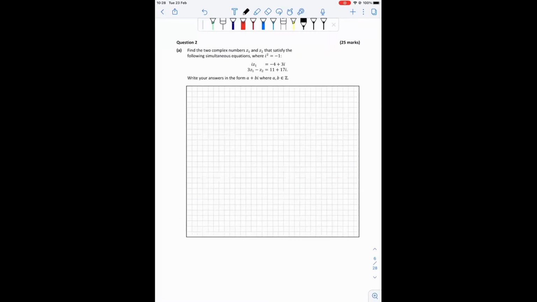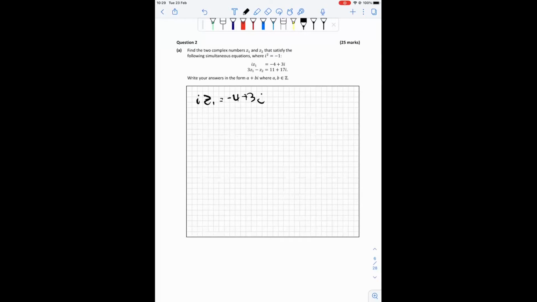Find two values, complex numbers, which satisfy these equations. So this is simultaneous equations. If you look at the first equation, it only has Z1 in it. The second equation has two, Z1 and Z2. So I'm going to go to the first equation of Z1 and figure out what Z1 is. So iZ1.